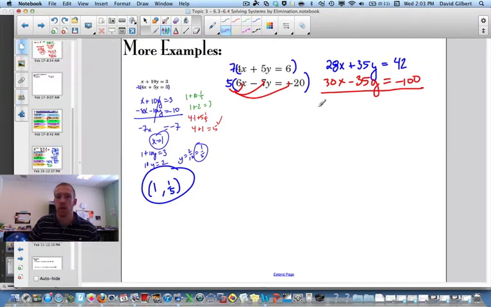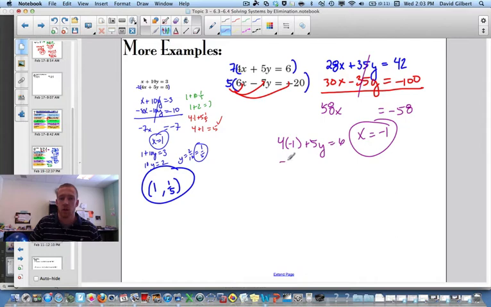So that gives me 58x. These cancel. And then equals 42 minus 100 is negative 58. So x equals negative 1. Plug that into either one of my originals. So 4 times negative 1 plus 5y equals 6. Negative 4 plus 5y equals 6.